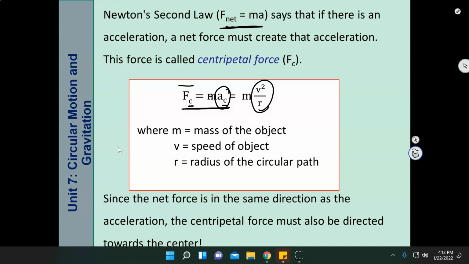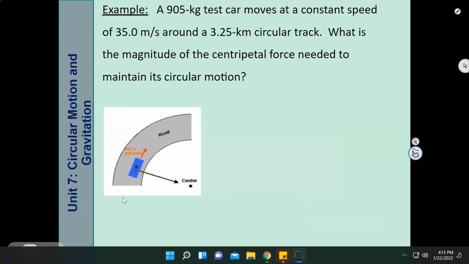This is a vector quantity. Whatever direction that is, the acceleration has to be in the same direction. That was Newton's second law of motion. Whatever direction the net force is in, that would be the same direction that the acceleration is in. So we're going to look at a problem here using Newton's second law of motion and relating it to circular motion. So this would be an example of the type of problem.